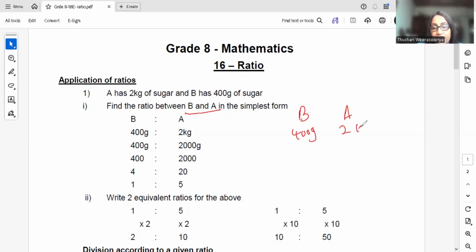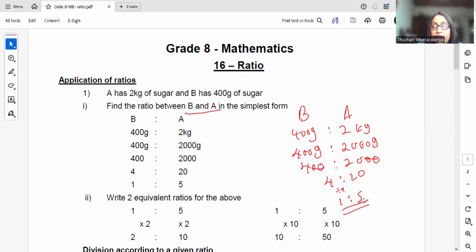A, 2 kilograms. Now, ratio is a relation between two quantities with the same units. Now, the units are different. The first step, you make them same. Grams, I'll write this also in grams. Now, the next step, in ratio, we don't write the units. 400 is to 2000. After that, you can simplify. Divide both by 100. Then you can cancel 2 zeros. 4 is to 20. Again, divide by 4. That is 1 is to 5. Okay. That is the ratio.